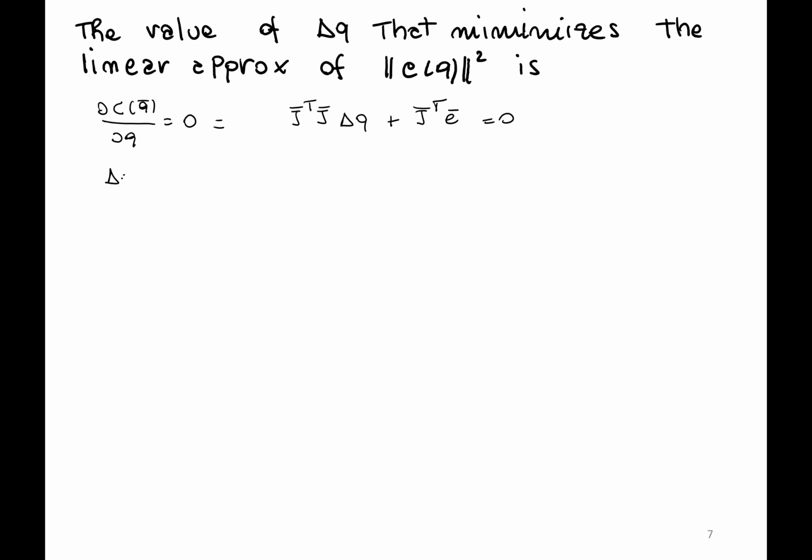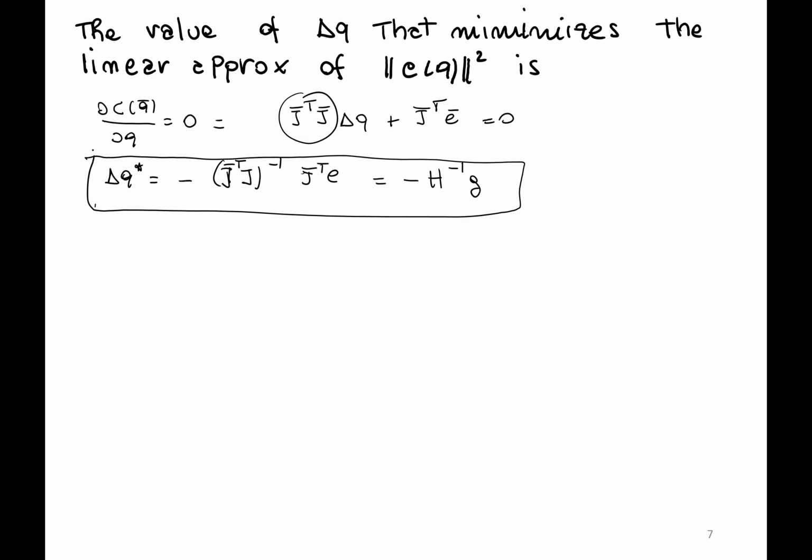So we can find delta Q, the optimum, like minus the inverse of this function, that is the Hessian, times J transpose E. Okay, so it's something like Hessian minus 1 times the gradient. And what is the problem with this computation? Do you see an issue?